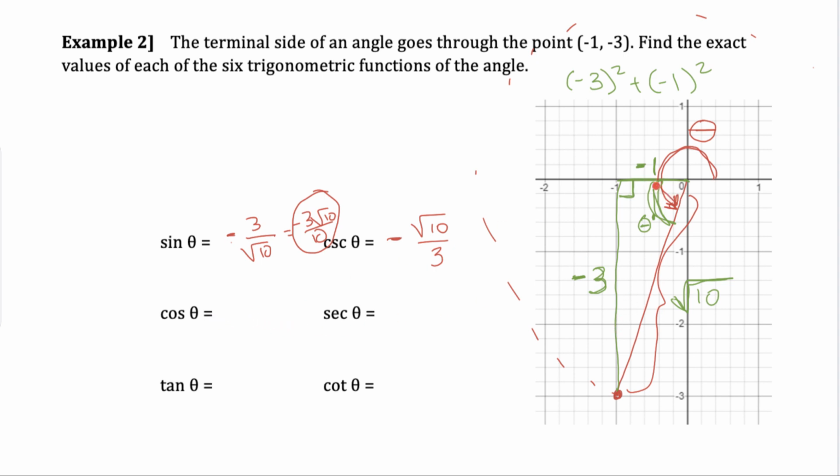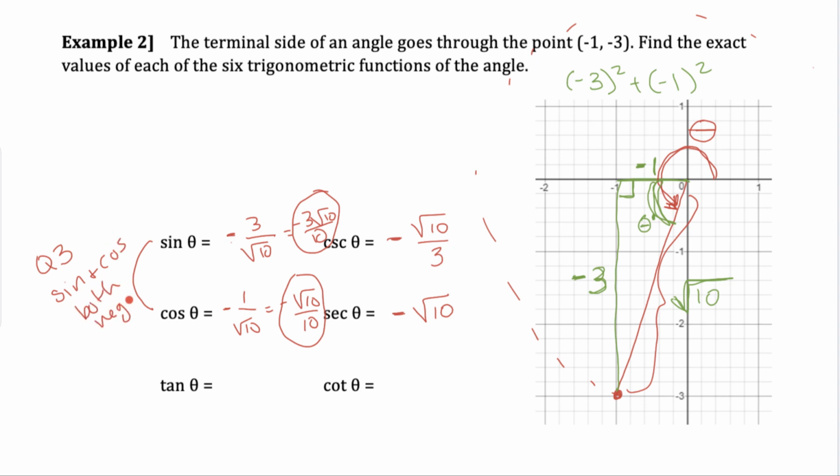All right, we'll also now look at the cosine. Cosine is adjacent over hypotenuse. So this is -1 over radical 10, which I can simplify to be -root 10 over 10. And then secant, we're just going to flip it right on over, and that's just going to be -root 10 over 1, which is just -root 10. So notice we're in quadrant 3. Sine and cosine are both negative.